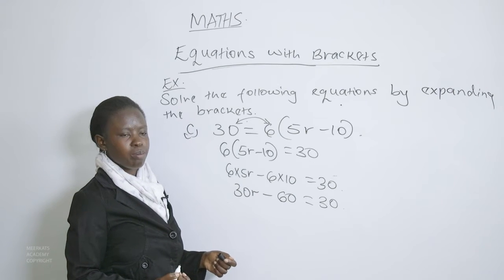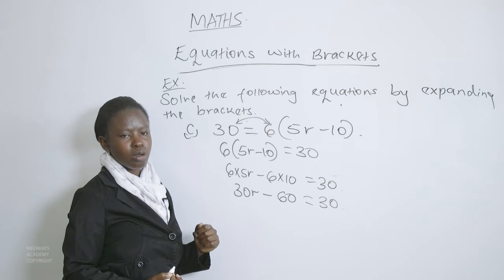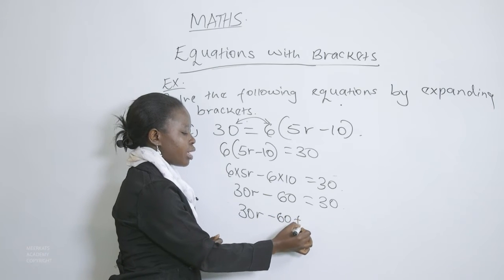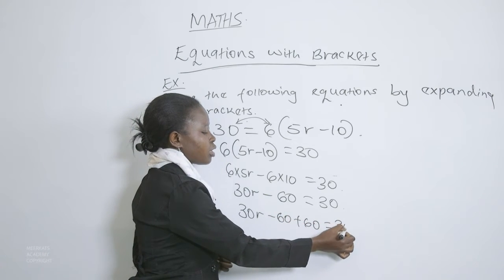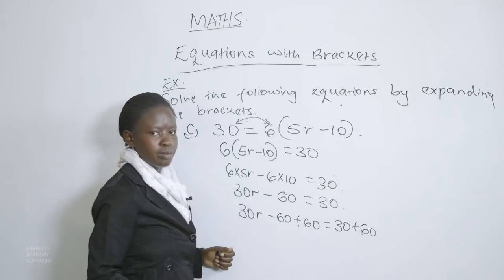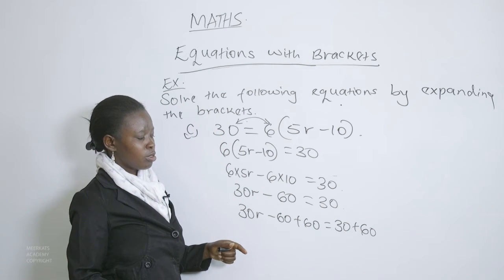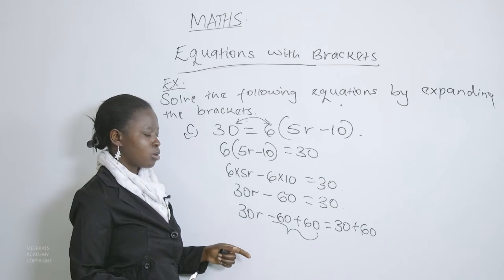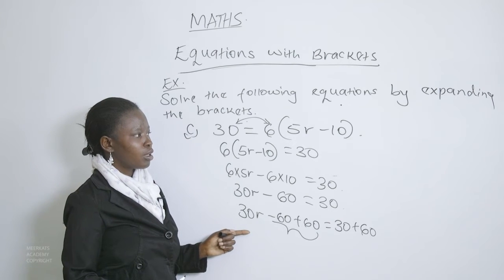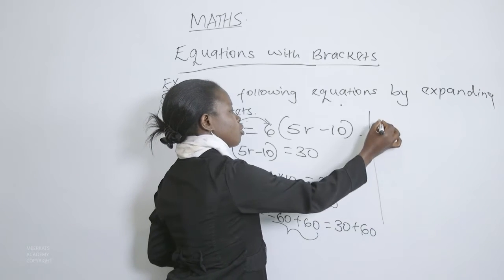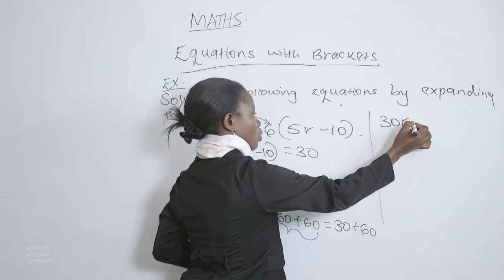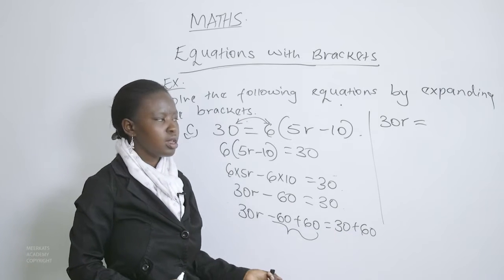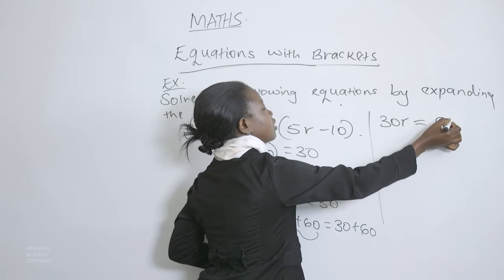The next step will be adding 60 on both sides, so that we have 30r minus 60 plus 60 equal to 30 plus 60. So we are adding 60 on both sides. Negative 60 plus 60 gives us 0, so on the left-hand side we are left with 30r. This is equal to the right-hand side, 30 plus 60, and 30 plus 60 gives us 90.